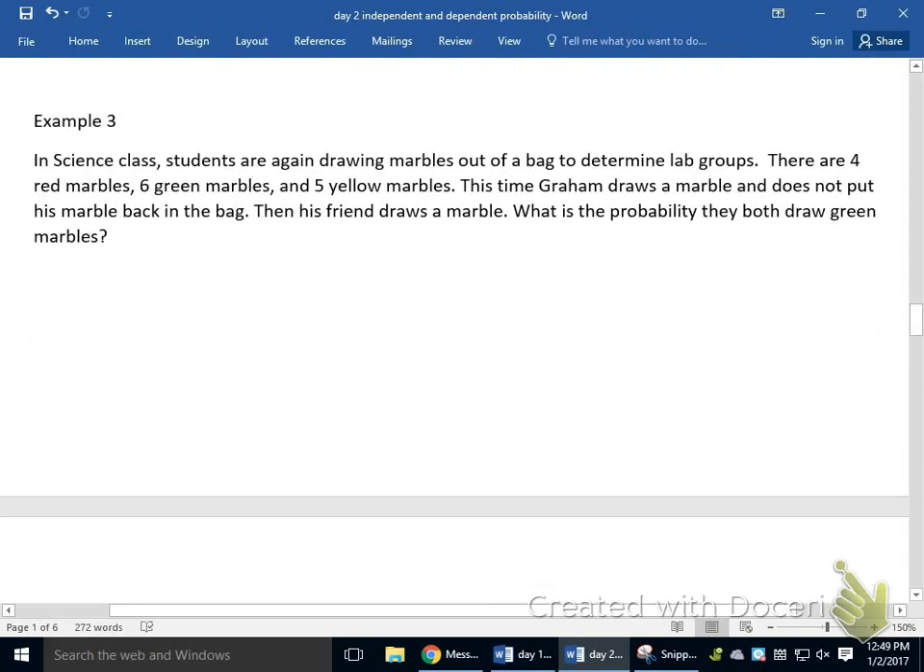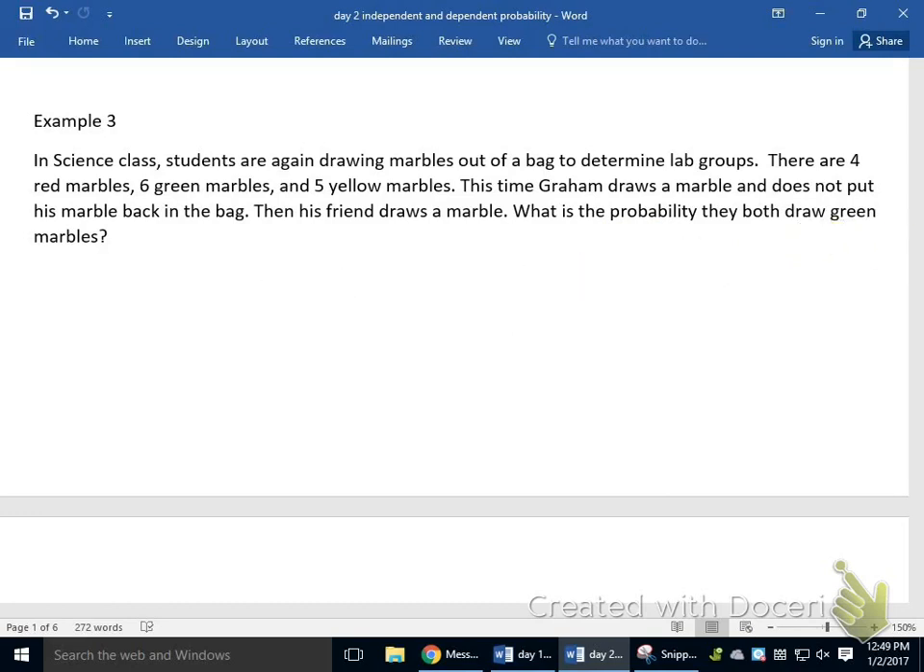It's the same setup as far as the marbles go on the previous problem. Graham, it says, draws a marble and does not put his marble back in the bag. That makes this event dependent for the next one, because by him not putting his marble back, it changes the probabilities for the next draw. His friend draws a marble. What is the probability they both draw green marbles?